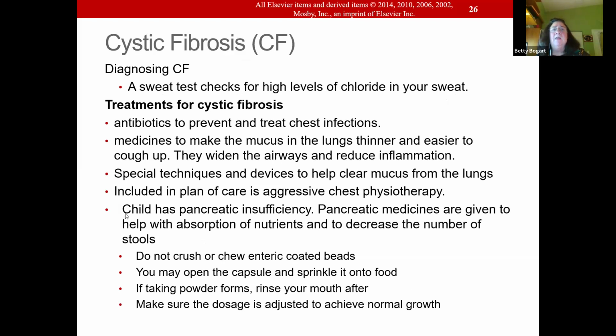Now, after we diagnose cystic fibrosis, which is done with a simple test we call a sweat test, all it does is measure the salt on your skin. Like I said, if you licked it, you're going to taste it.